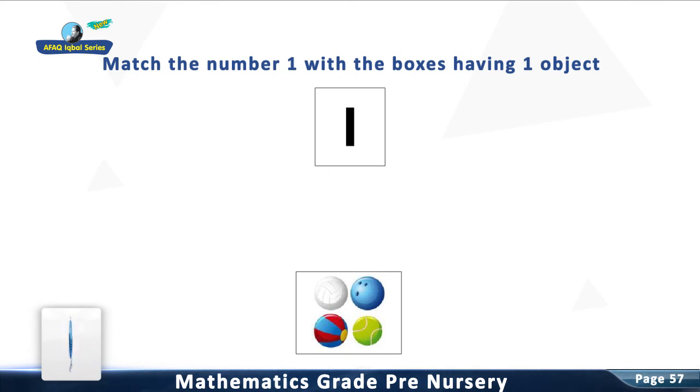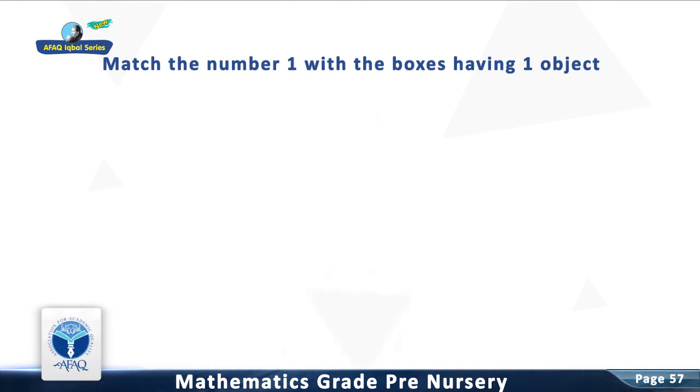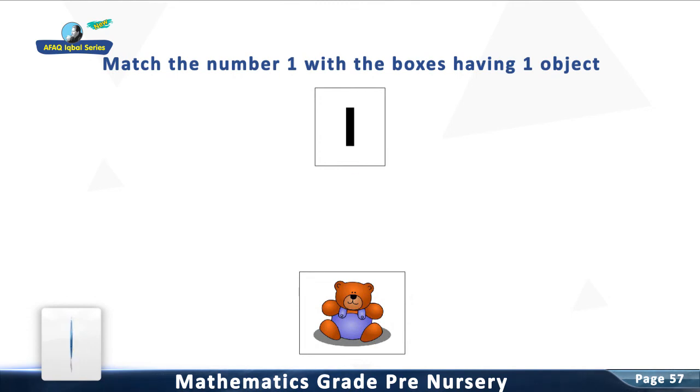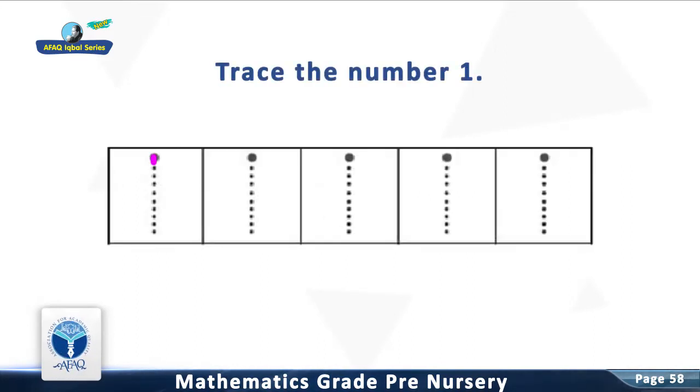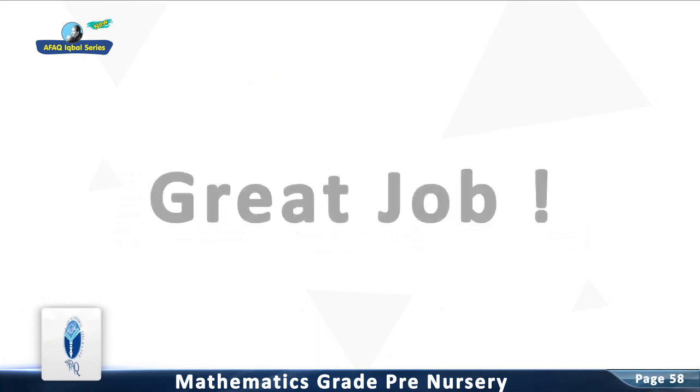Good. Balls are 4. It is not matched with 1. Next picture. Good. Bear is 1. It is matched with 1. Now we move to the next resource pack concept. Trace the number 1. Good. You have done a great job.